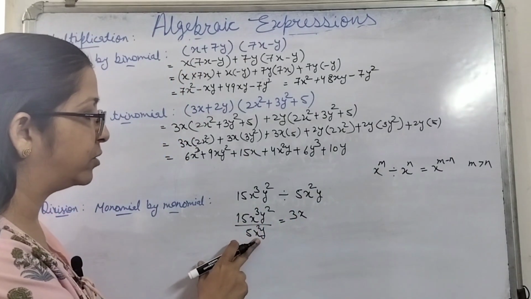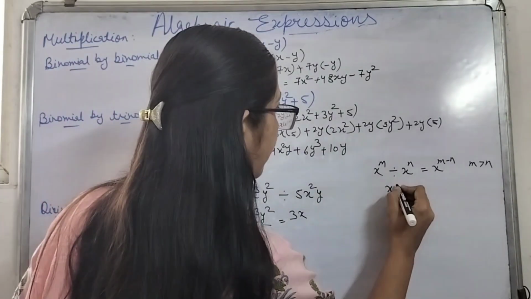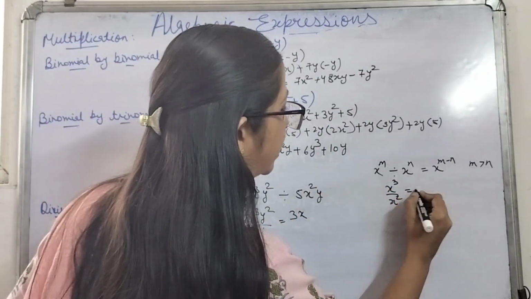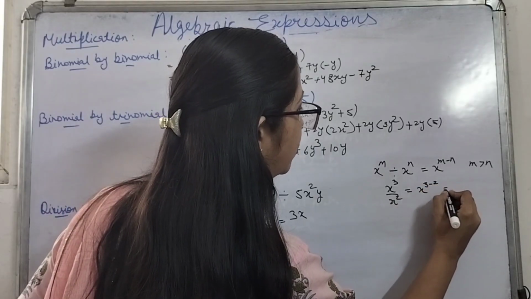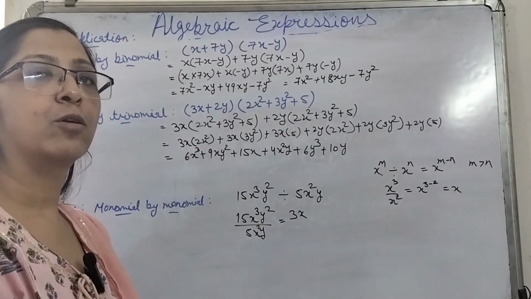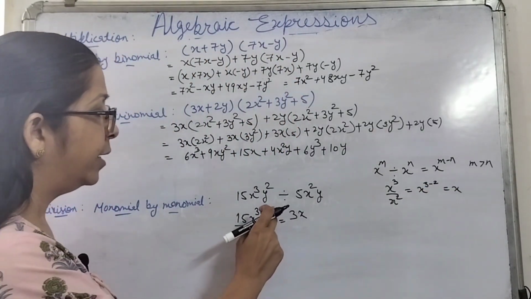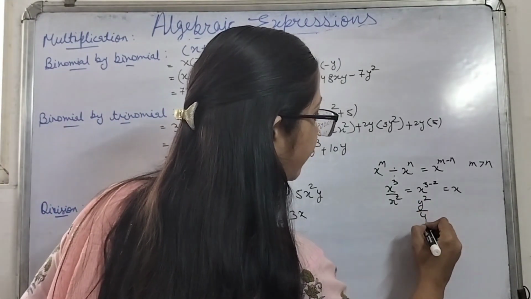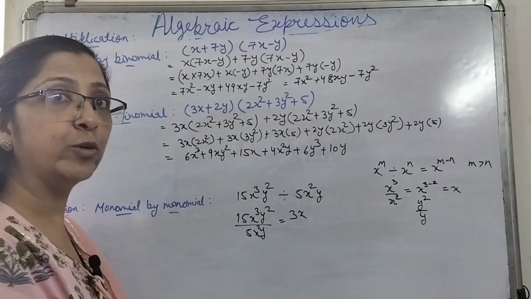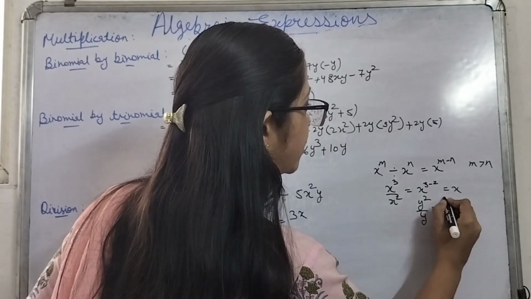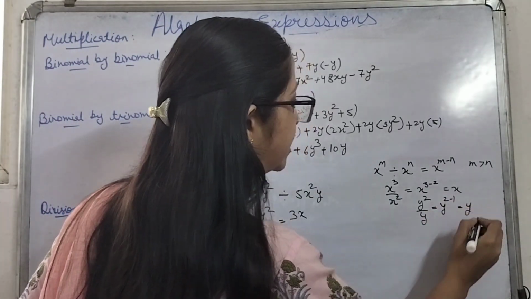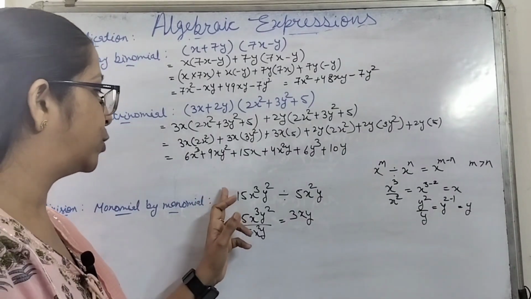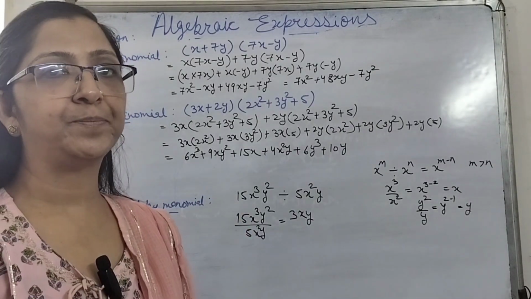Because x raised to the power 3 minus 2, we can write it as x raised to the power 3 divided by x raised to the power 2. So this could be written as x raised to the power 3 minus 2, that is x raised to the power 1, or we can say x. Here y square divided by y. Bases are same. Powers are going to be subtracted. So it will be y raised to the power 2 minus 1, that is y. So this will be the answer. This is how we can divide a monomial by a monomial.